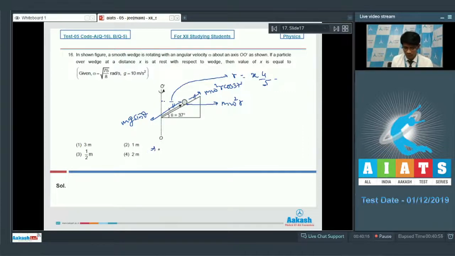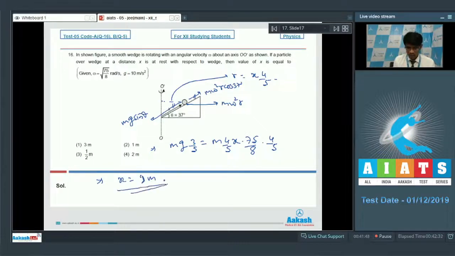So what we are having here is mg sin theta, it is 3 by 5, must be written down as m r, being 4 by 5 into x, omega square, that to be taken as 75 by 8, into cos 37, that is 4 by 5. On calculating, we'll be getting the value of x here to be equal to 1 meter. So for question number 16, we are having option 2 as the correct answer. Now we shall proceed to question number 17.